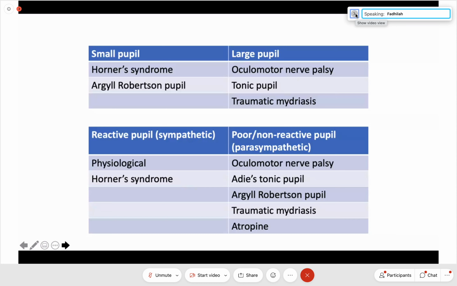So for small pupils, it can be caused by Horner syndrome or Argyll Robertson pupil. For large pupil, of course, there's oculomotor nerve palsy, there's tonic pupil, there's also traumatic mydriasis. If they react to light, normally it has to be a disease of the sympathetic nervous system, so it is either physiological or Horner syndrome. If they react poorly or are non-reactive, it can be oculomotor palsy, Adie's tonic pupil, Argyll Robertson pupil, traumatic mydriasis, or pharmacological: when you put atropine, the pupil will not respond well to light.